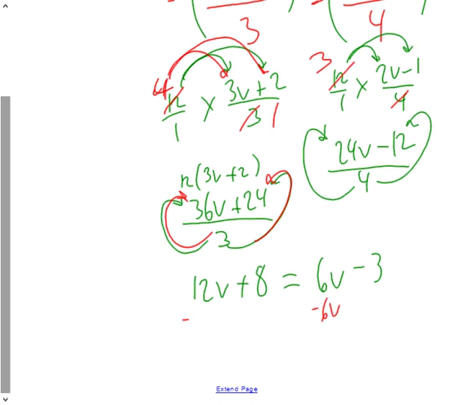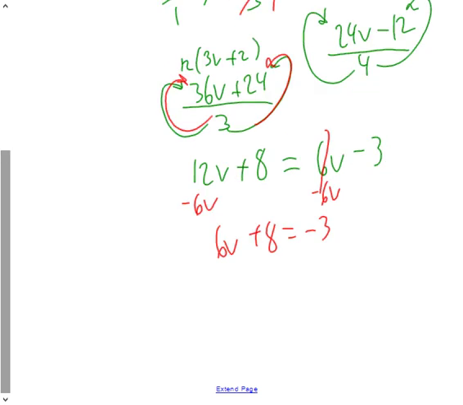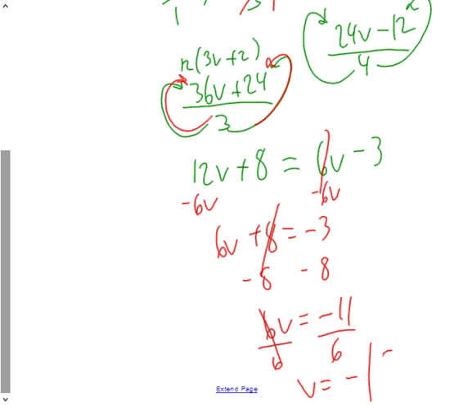Subtract your 6v from both sides. Bob's your uncle. By the way, does anyone have Bob as an uncle? You have an Uncle Bob? So Bob is your uncle. Interesting. Subtract 8 from both sides. 6v equals negative 11. Divide by 6, and v equals negative 1 and 5/6.